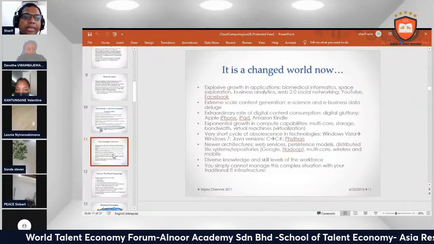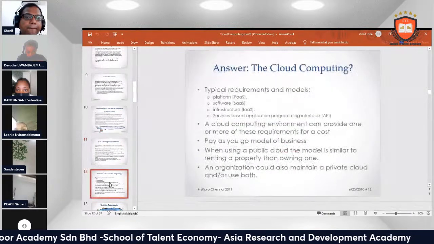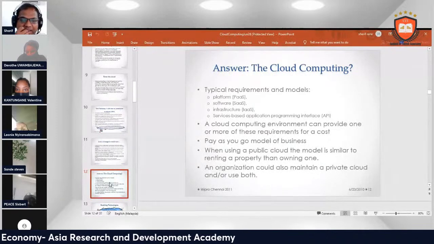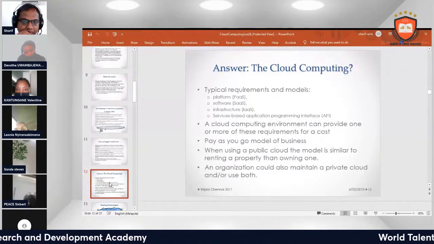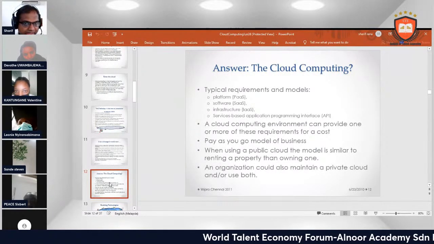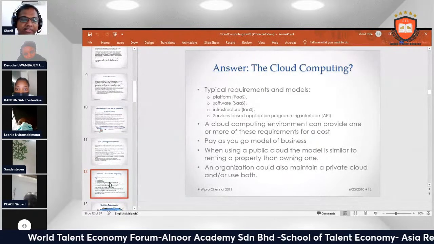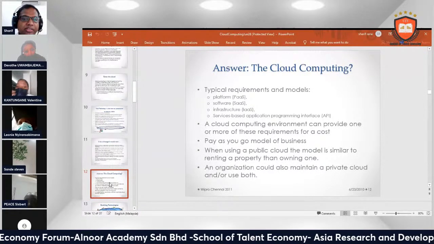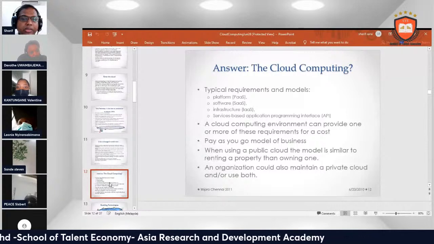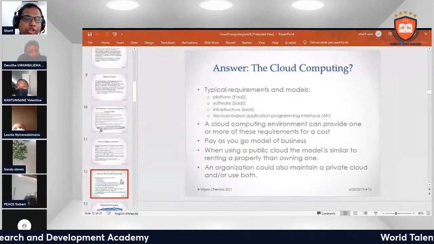You simply cannot manage this complex situation with your traditional IT infrastructure. Answer: cloud computing. Typical requirements and model: platform, software, infrastructure, service-based application program interface. A cloud computing environment can provide one or more of these requirements for a cost. Pay-as-you-go model of business. When using a public cloud, the model is similar to renting a property rather than owning one. An organization could also maintain a private cloud and use both.